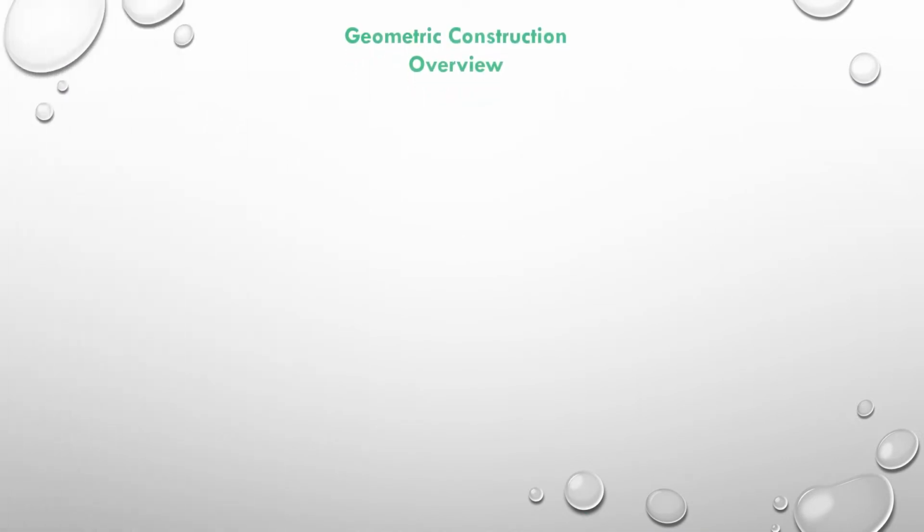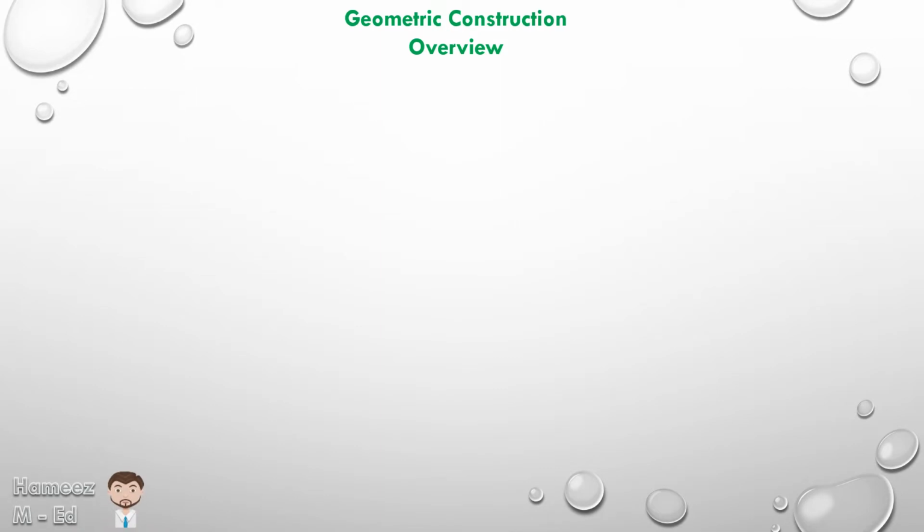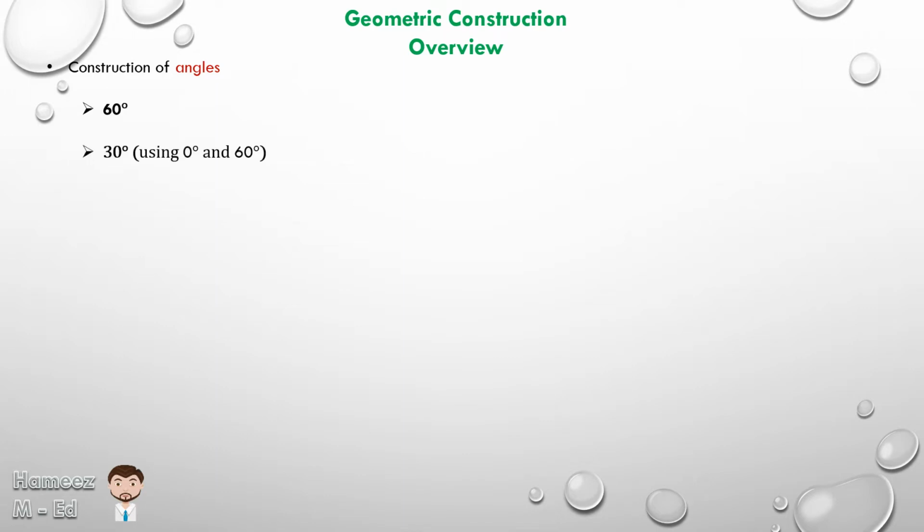Let's look at an overview of geometric construction, the requirements that students need in order to cover this topic properly. Students are expected to be able to construct angles, particularly the 60-degree angle and the 30-degree angle, and we will be using the 0 and the 60-degree to bisect it to find the 30. Also, they will need to be able to construct the 120-degree angle, and we'll be using the 60-degree angle as the step before in order to get that done.